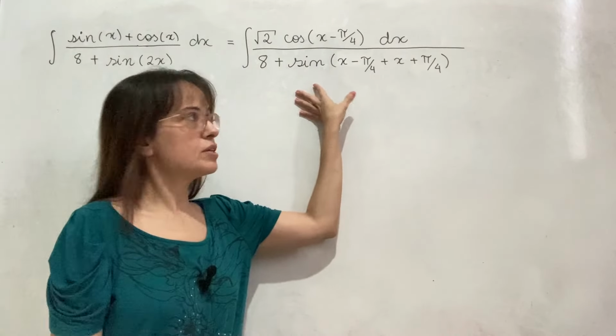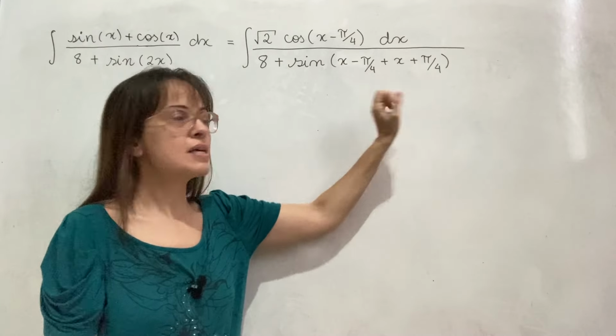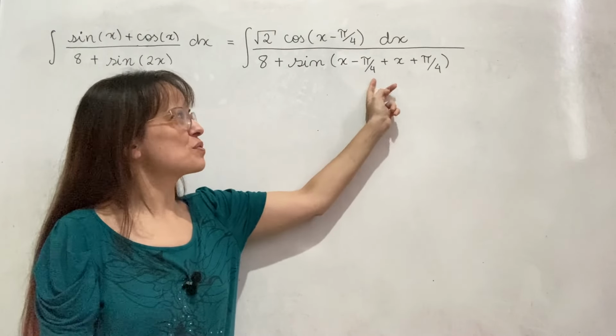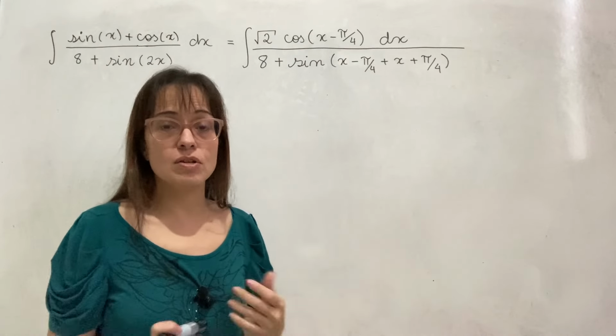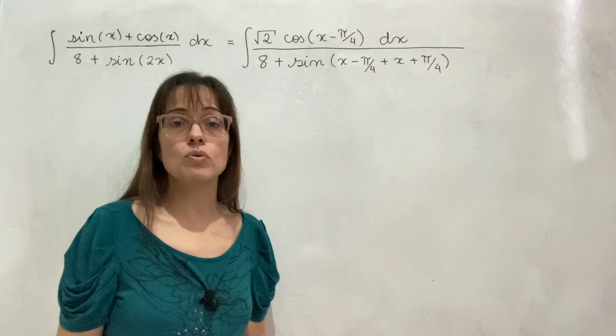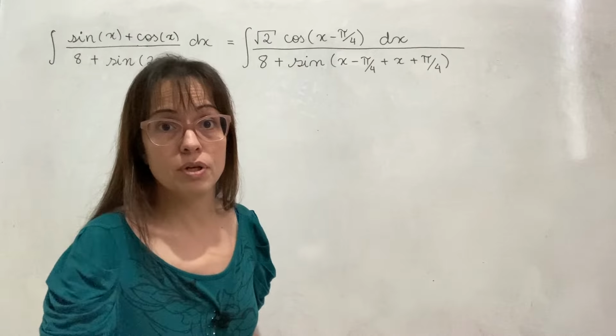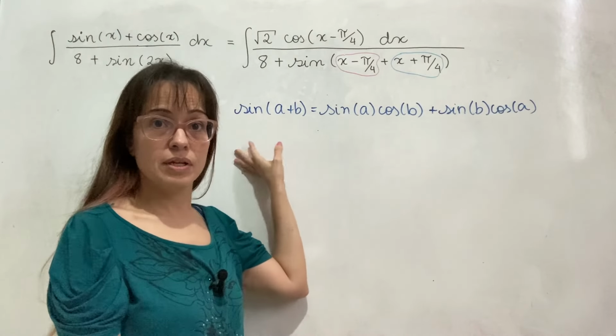So instead of writing 2x as x plus x, I wrote it as x minus pi over 4 plus x plus pi over 4. And the reason is that instead of using a double angle formula now, I'm going to use a compound angle formula, which is this formula that looks like this.